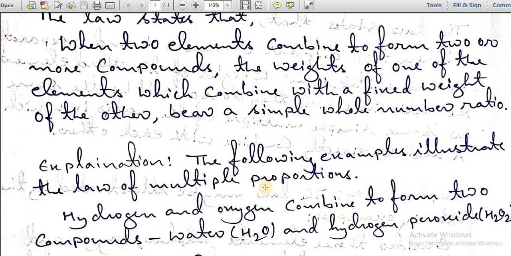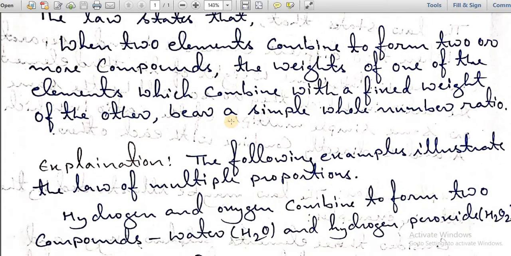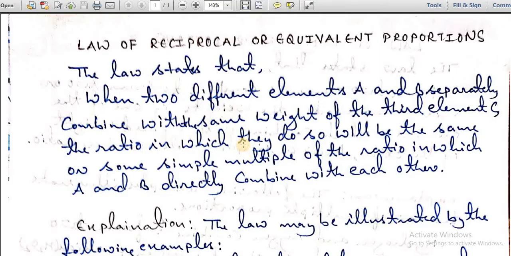Now if we go to the statement, when two elements combine to form two or more compounds, the weights of one of the elements which combine with a fixed weight of the other bear a simple whole number ratio. This is the law of multiple proportion. The next law we have is the law of reciprocal or equivalent proportions. Now let us see this law.